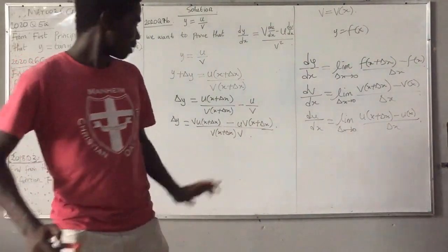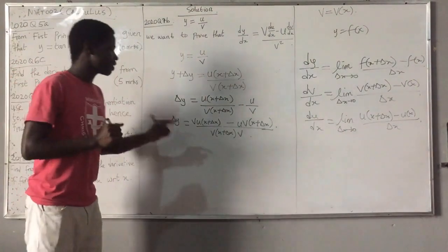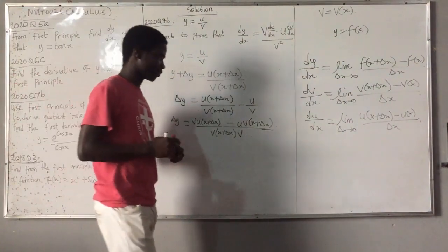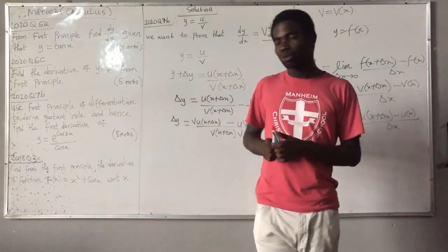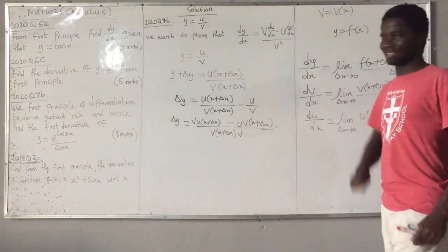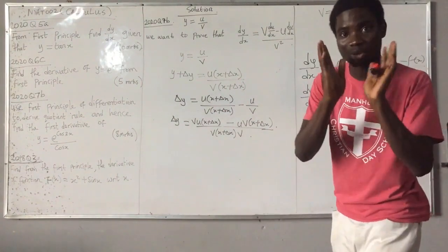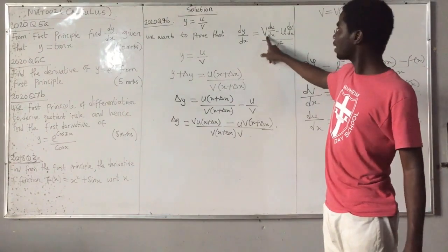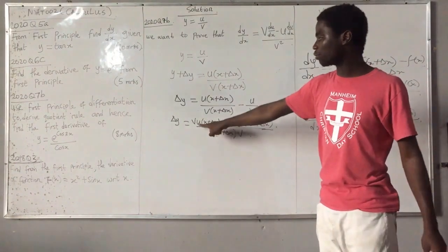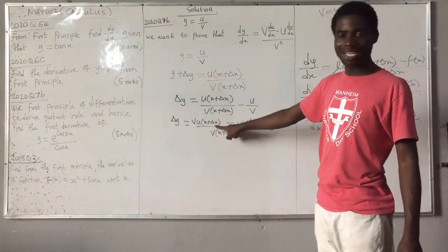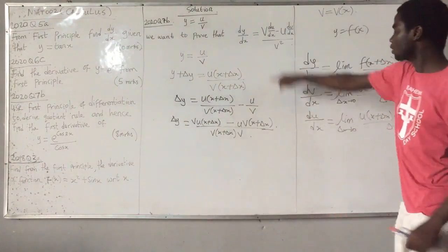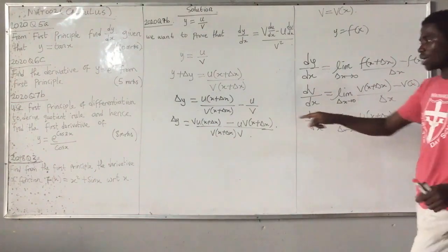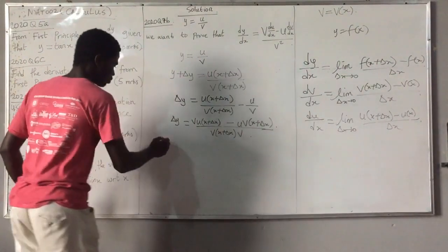So what is the next thing I'm to do now? Look at what I have. I want to get the du over ds, but I just have u of s plus delta s. But the delta u is what? u of s plus delta s minus u of s. So I will add it. Look at what I'm going to do.